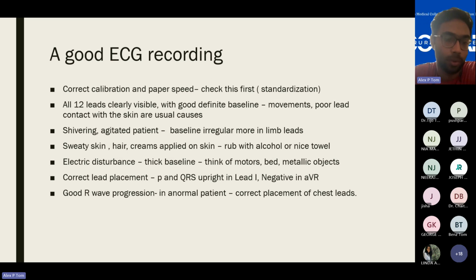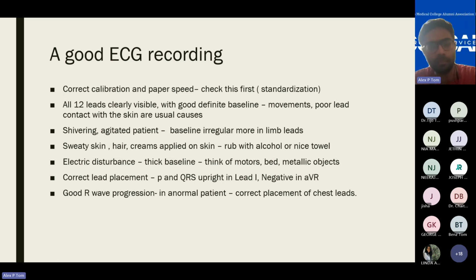So how you ensure that there is correct lead placement is basically by looking at these features: P and QRS are upright in lead 1, and those are negative in AVR. In AVR, all these waves will be negative. So make sure that it's negative in AVR. Take a look at the AVR first when you get handed an ECG, and make sure it's all negative. Then the lead placement will be correct.